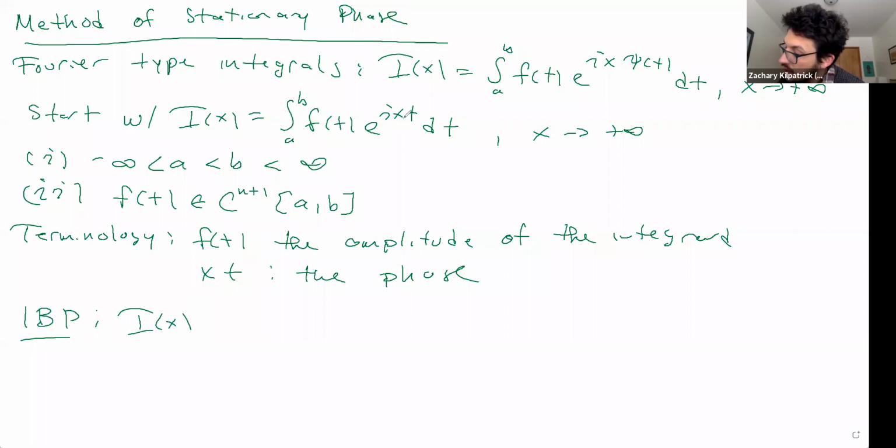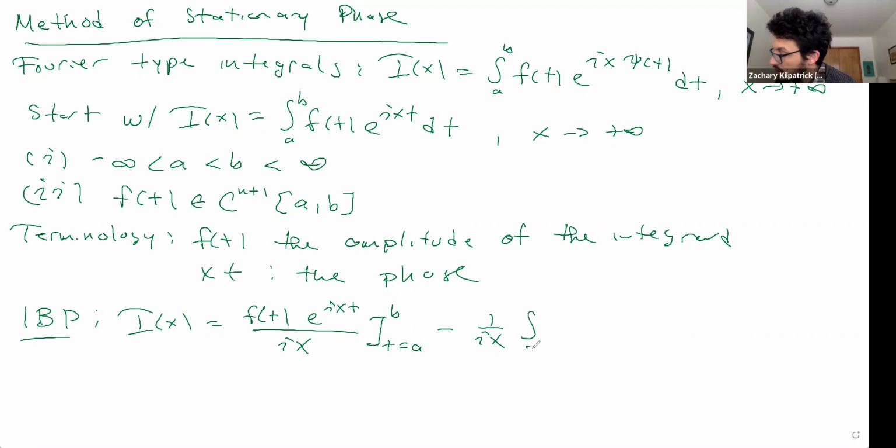So if I integrate up the exponential and I plan to differentiate the f portion, I can rewrite this integral as f of t e to the i x t divided by i x, evaluated between a and b, minus 1 over i x times the integral between a and b of f prime of t e to the i x t dt.